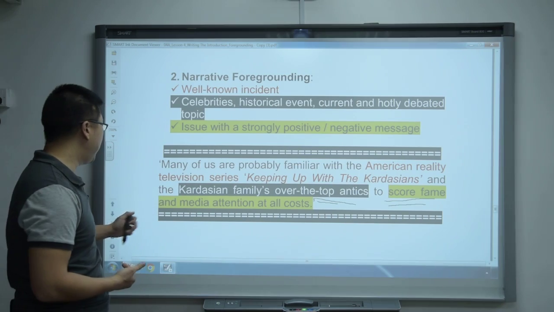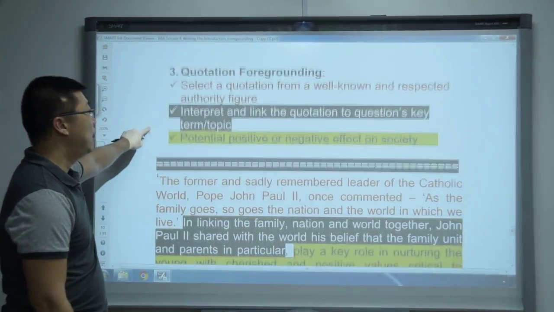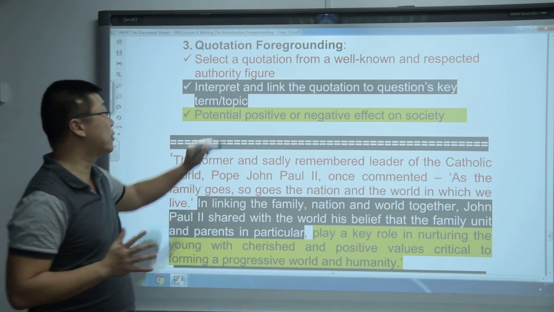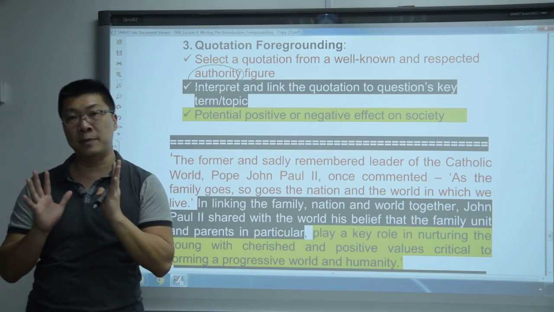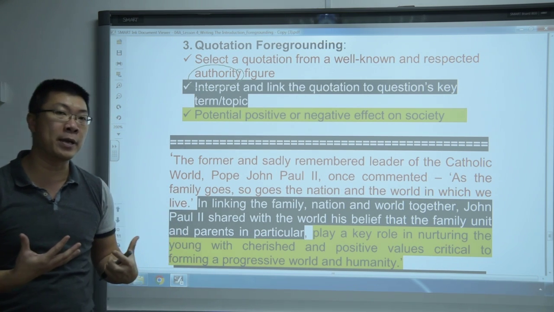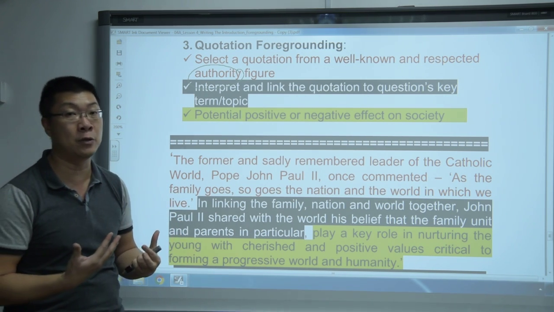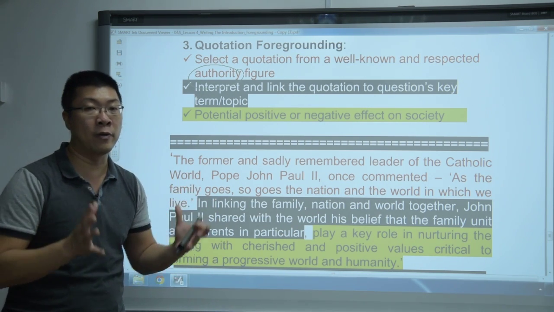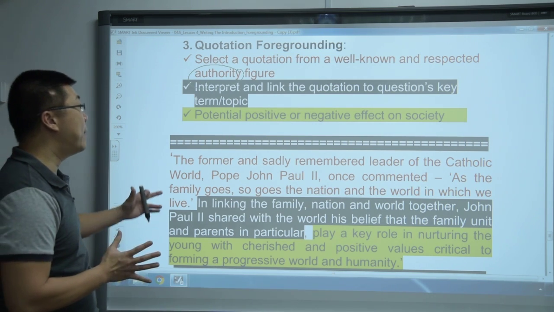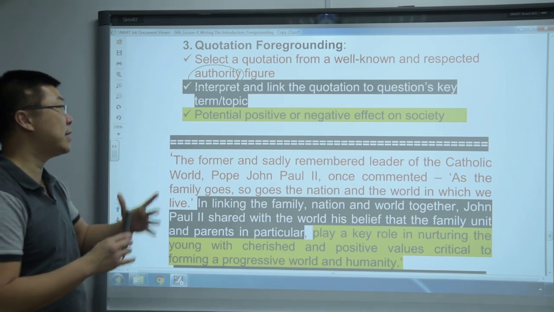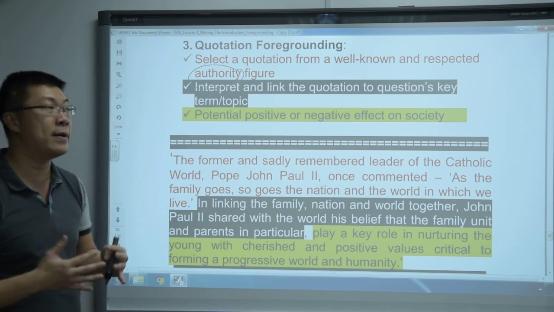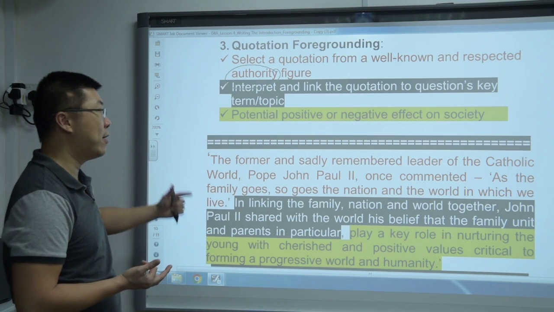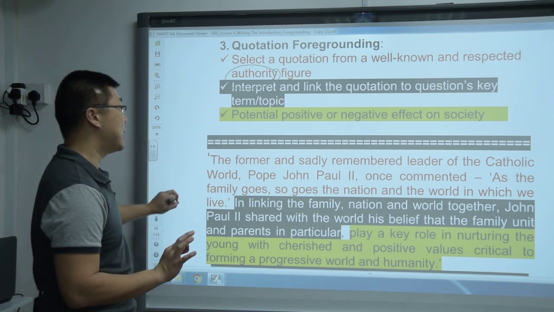Now for the quotation opening, you want to select a quotation from a well-known or respected authority figure. The idea is that this authority figure serves as a way of substantiating or backing up your ideas. Or in some cases, if you're taking a more unconventional view, you want to later on debunk or debate this particular point of view and quotation by the authority figure. All right, so you want to interpret and link the quotation to the question's keywords. Same thing as with the generic statements opening. Again, demonstrating potentially the positive and negative effect on the reader and on society as well.